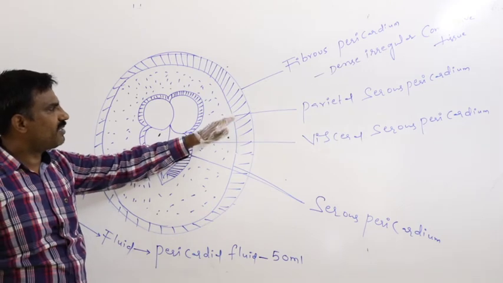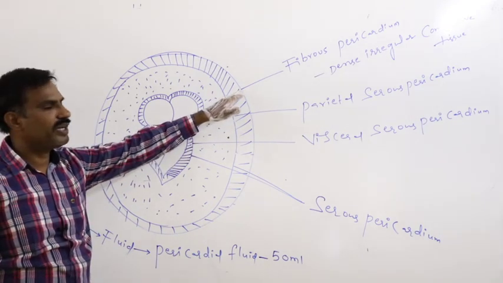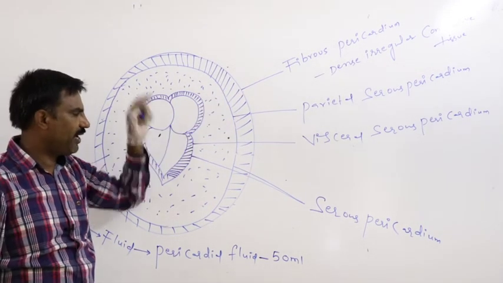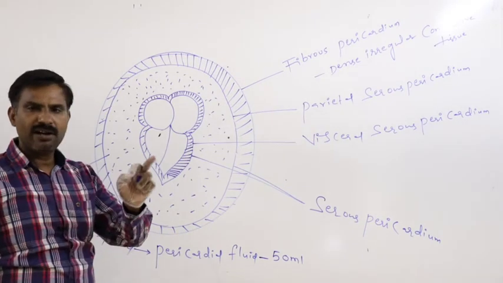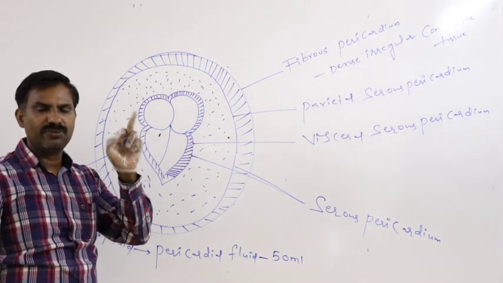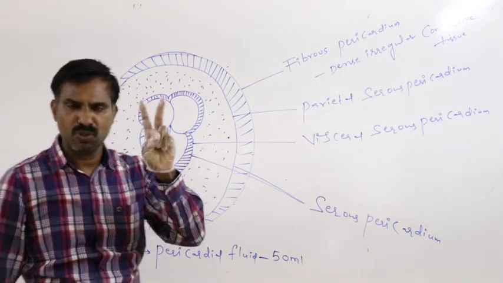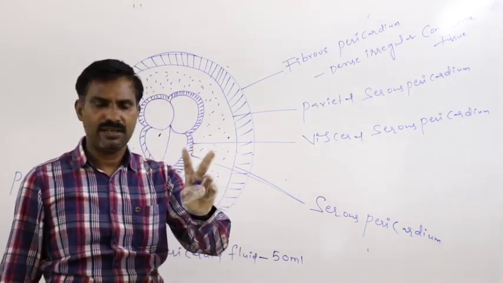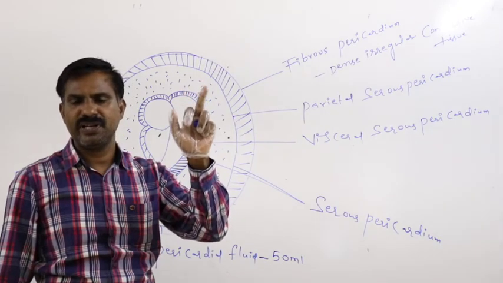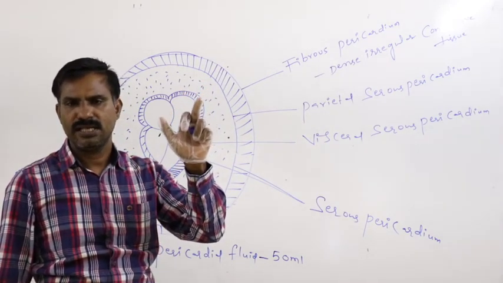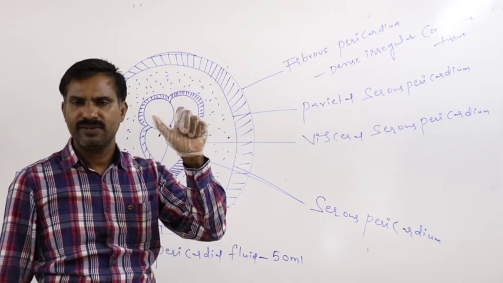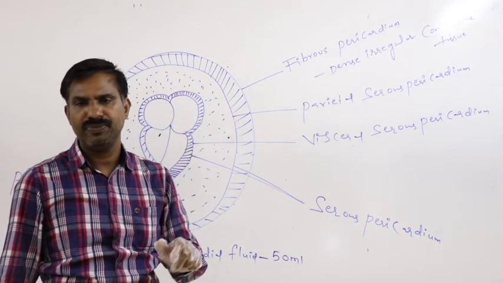Parietal serous pericardium attaches to the pericardium. In that way, the pericardium is present around the heart of the human. This pericardium principally has two layers. Initially, one is the fibrous pericardium, that is outermost. The second one is the serous pericardium.